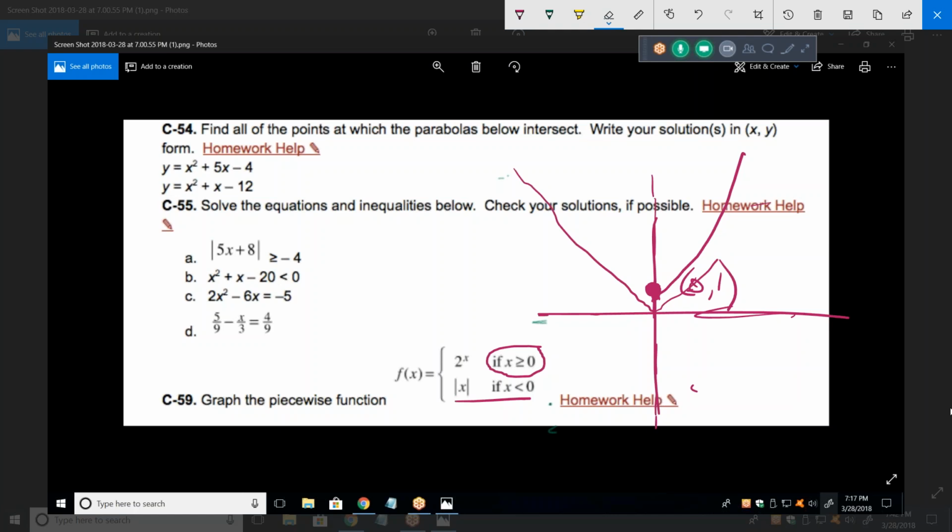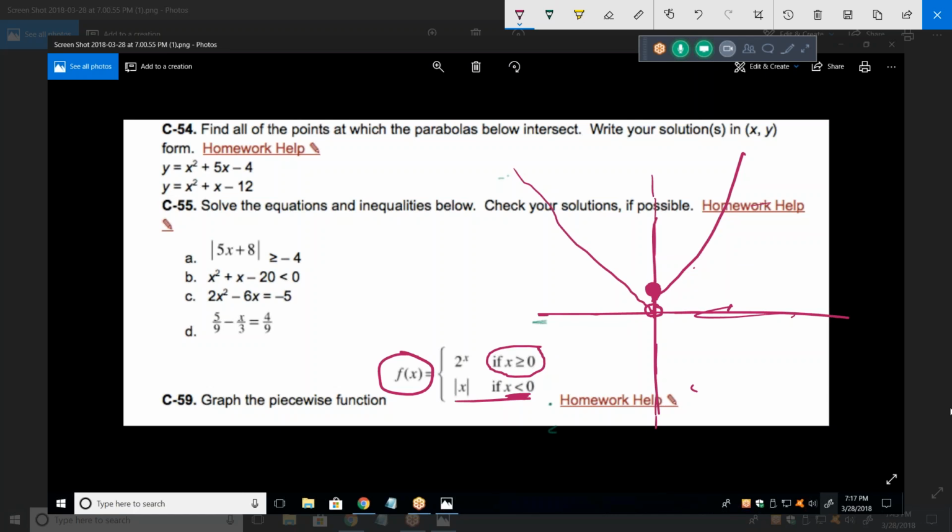Yeah. And notice that these two functions are not continuous. Do I need an open dot at the origin or a closed dot? Open. Why? Because it's less than 0. Notice one thing. If that was a closed dot, that would not pass the vertical line test. So it wouldn't be a function. This tells you it's a function.